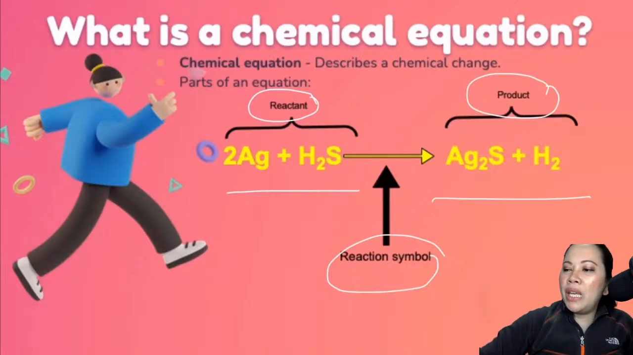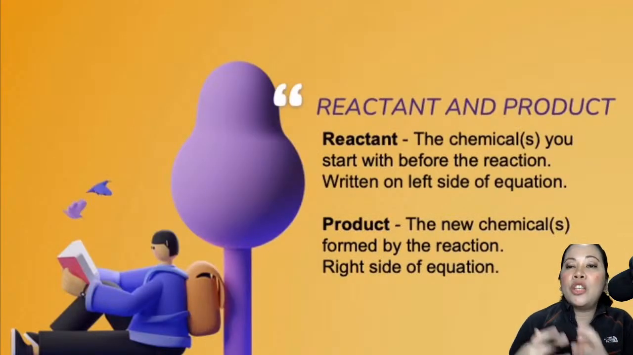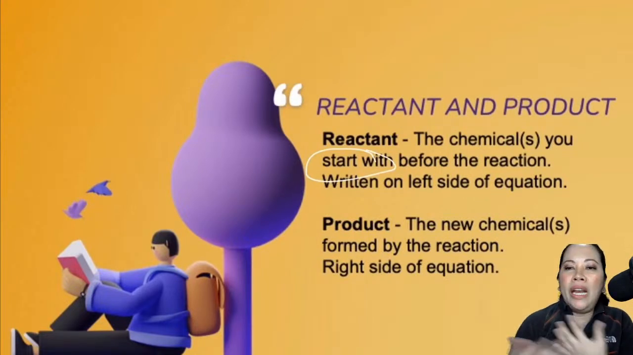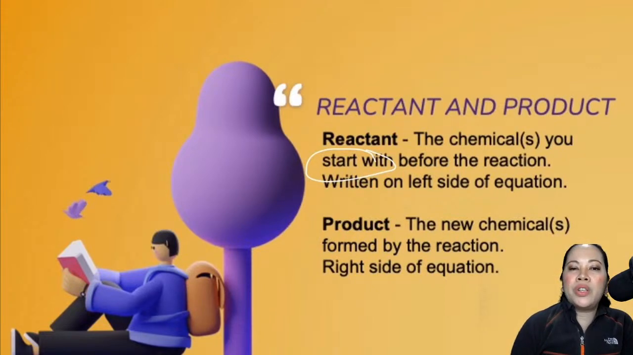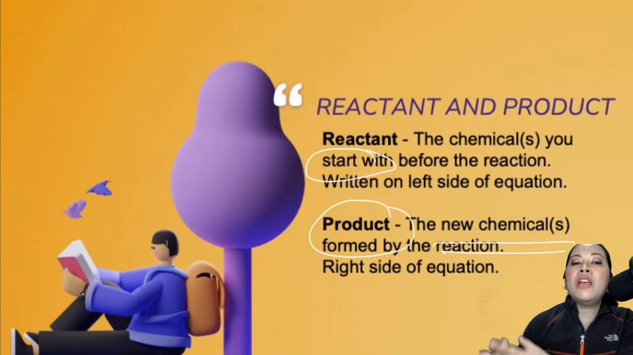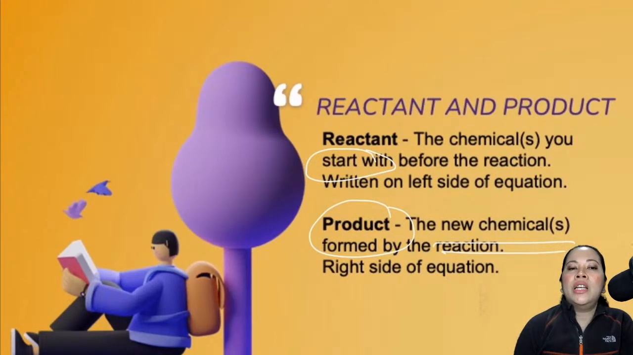Okay, so what do we mean by reactants? Reactants are the chemicals that you start with, before any reaction happens. So if you have a candle and a matchstick, and you start a fire using your matchstick, that means you start with your matchstick. That is your reactant, before a reaction happens. So it is always written on the left side of your equation, while the product is the new chemical that is formed after your reaction. So it's a new chemical.